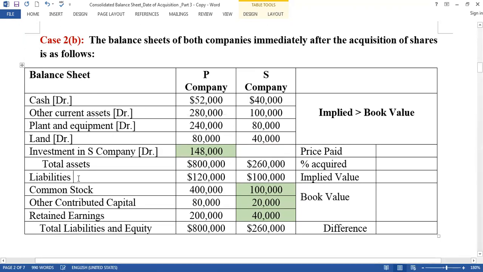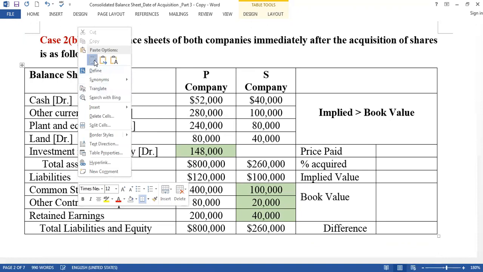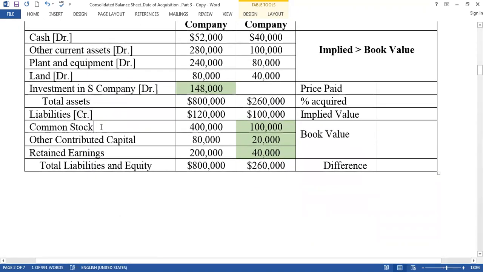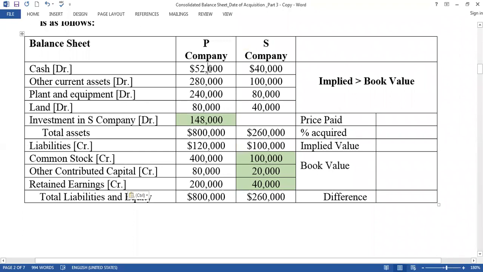The liabilities normal balance is credit. This is important to know. Although you learned it in Principles of Accounting 1, I repeat it again because it is important. So common stock normal balance credit, additional paid-in capital normal balance credit, retained earnings normal balance credit. Anyway, we know this is asset and liability, and we have debit and credit information for these accounts.